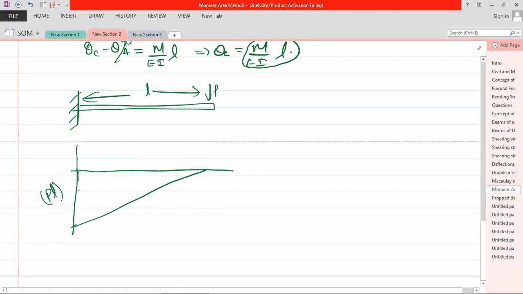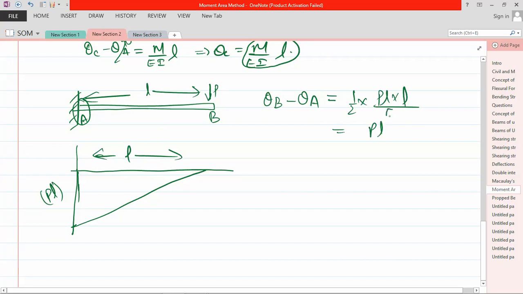Suppose this is A, this is B. You need to obtain theta B. Take reference: theta A is 0. The area between them is 1 by 2 into PL into L, so divided by EI, PL square by 2EI. Now you got theta B minus theta A, and you know theta A is equal to 0 in a cantilever. So theta B is equal to PL square by 2EI.